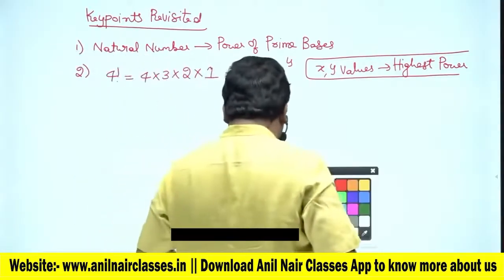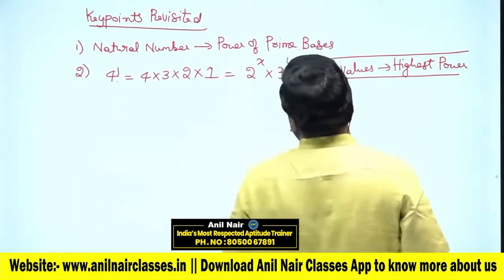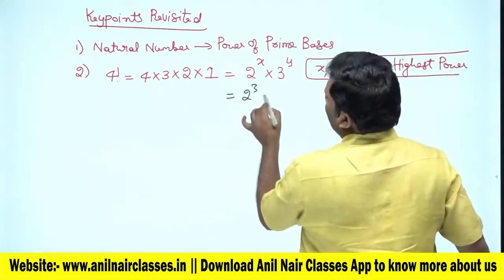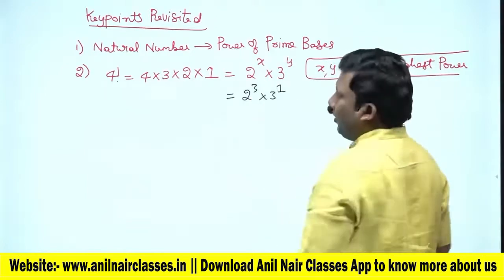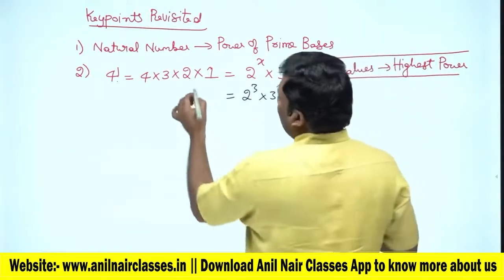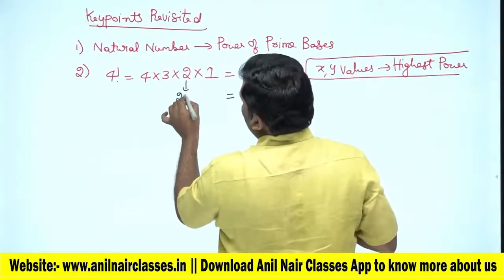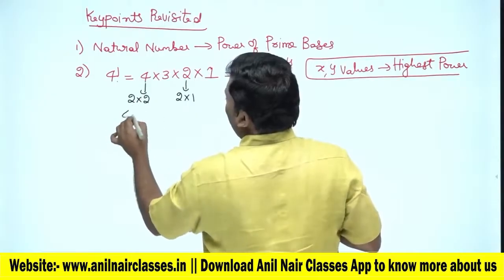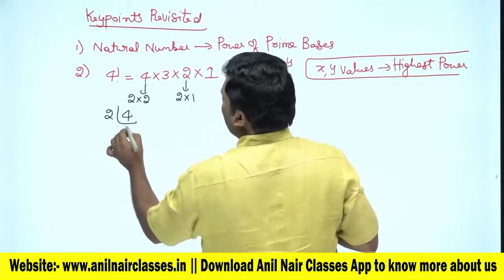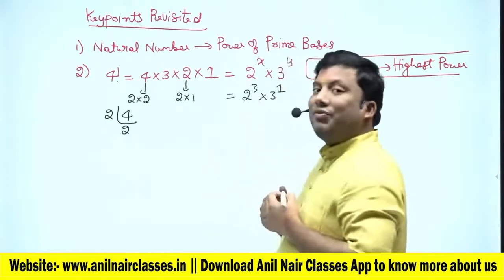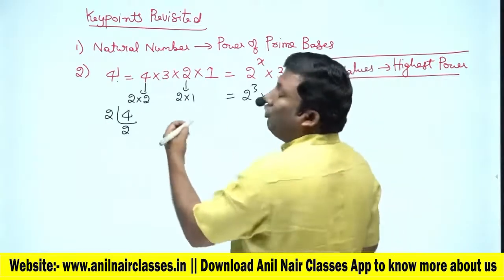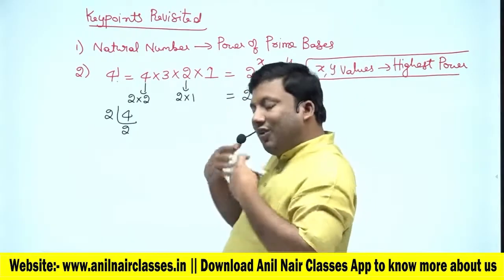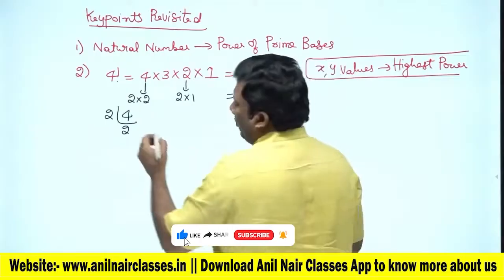4 factorial is 4 into 3 into 2 into 1, which is 2 cube into 3. 24 can be written as 2 cube into 3 power 1. Why did we get 2 cube? Now if you see, there are 2 multiples of 2: 2 ones are 2 and 2 twos are 4. That means there are 2 multiples of 2. But in 4 there is an extra 2. Every power of 4 is also a power of 2. Every power of 16 is also a power of 2.